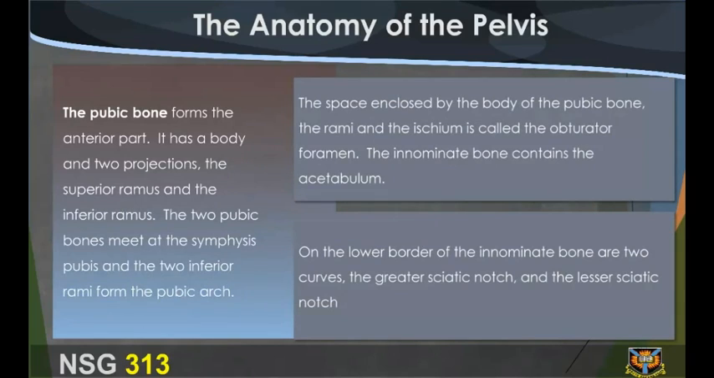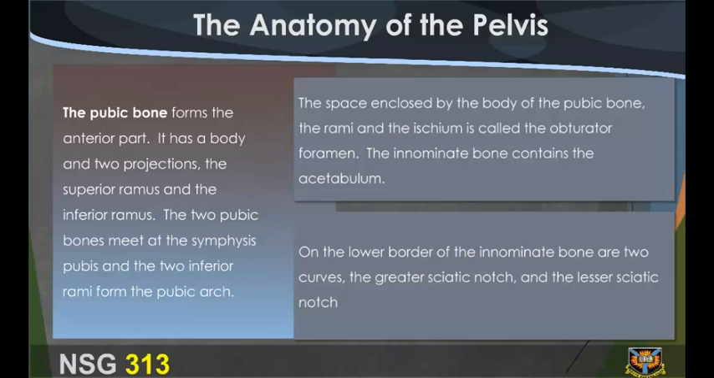The pubic bone forms the anterior part. It has a body and 2 projections, the superior ramus and the inferior ramus. The 2 pubic bones meet at the symphysis. The pubis and the 2 inferior rami form the pubic arch. The space enclosed by the body of the pubic bone, the rami and the ischium is called the obturator foramen.